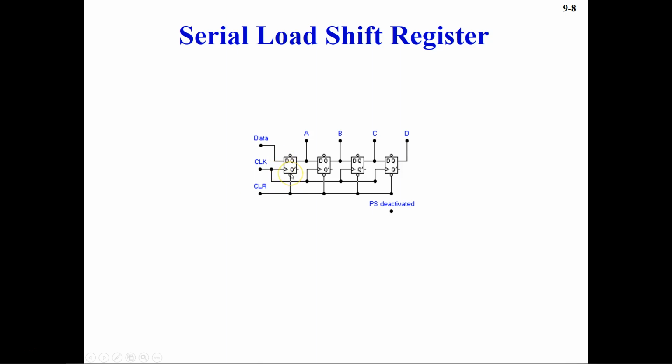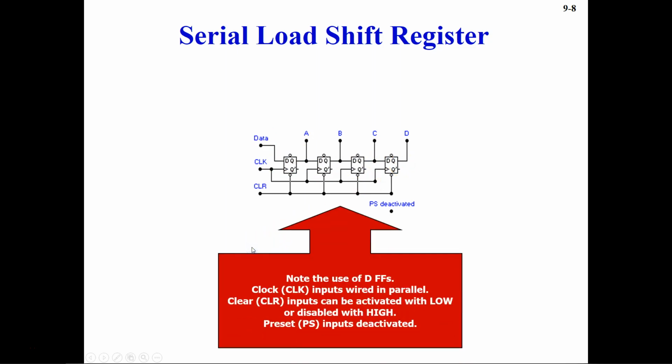In this particular case we are using D flip-flops. You see D is the input going in, and all of these are D flip-flops, and then the output is sticking out from this Q. So these are our outputs. Now let's note the use of D flip-flops, with clock inputs wired in parallel. That's what we see here. They're wired up in parallel, and the clear input can be activated with low.